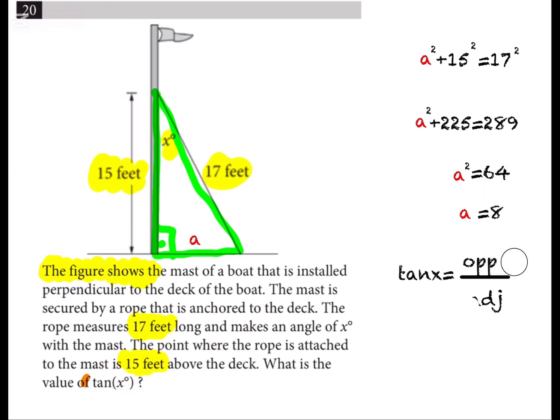We can use the tangent formula. Substitute the values, 15 and 8. We will get the answer as 8 over 15.